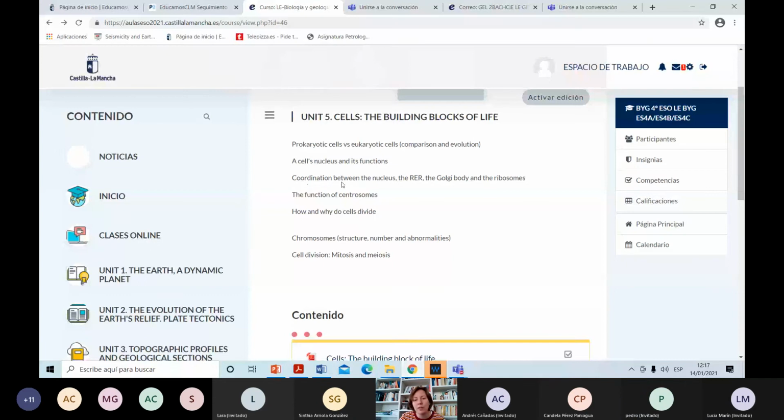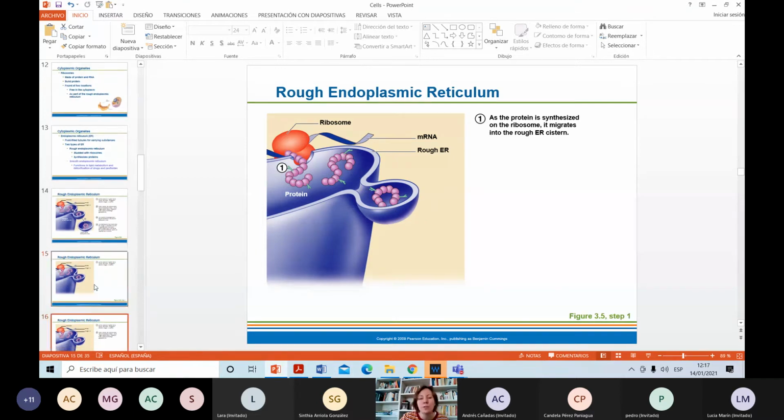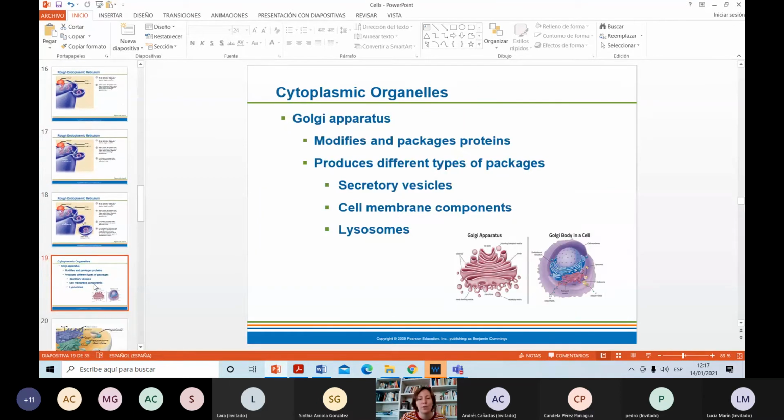Here it says coordination between the nucleus producing messenger RNA, the rough endoplasmic reticulum with ribosomes that receive this messenger RNA and produce proteins, and then the rough endoplasmic reticulum gives them to the Golgi body. That is what you have at this point. So this endoplasmic reticulum produces this complex protein and sends it to the Golgi apparatus, Golgi body.